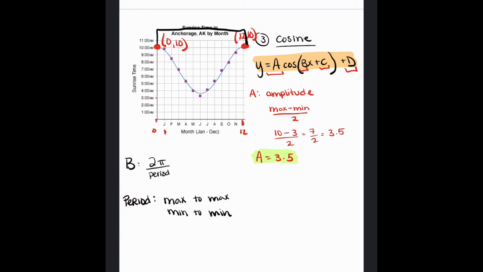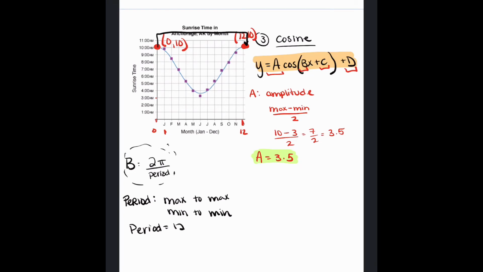Okay, fix that. So the period is basically the horizontal distance that it takes to get from your max to max. So how far over do you have to go to get from this max to this max? And you have to go over 12. So my period equals 12. That's not my final answer though.